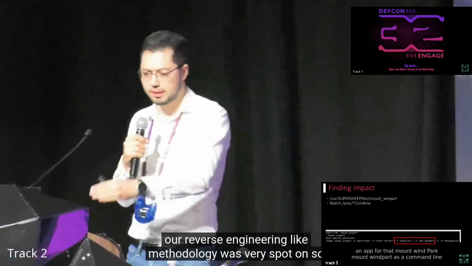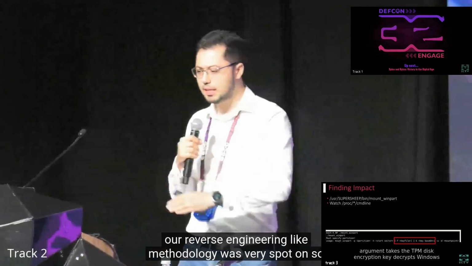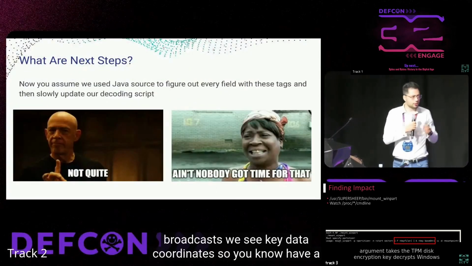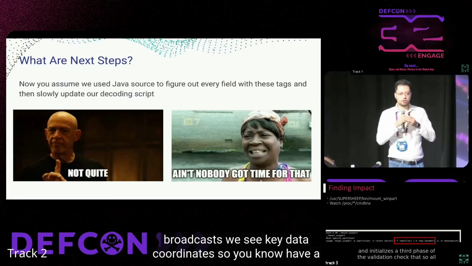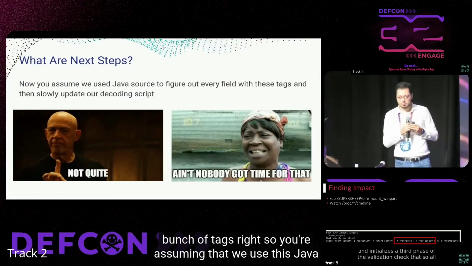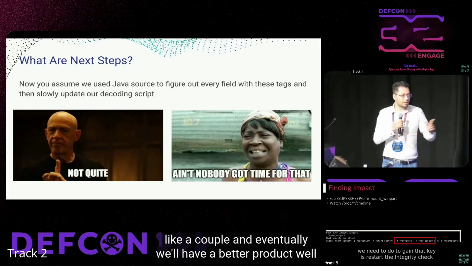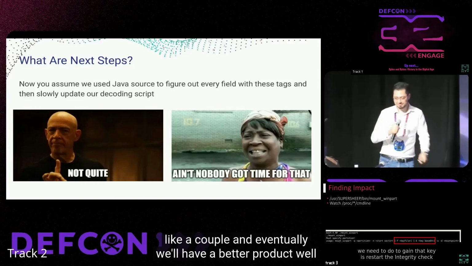We find more tags, right? PB broadcast, we see key data coordinates. So we have a bunch of tags. So you're assuming that we use this Java source code and essentially slowly update our script? This may take a couple of months, and eventually we'll have a better product. Well, not quite. Ain't nobody got time for that.